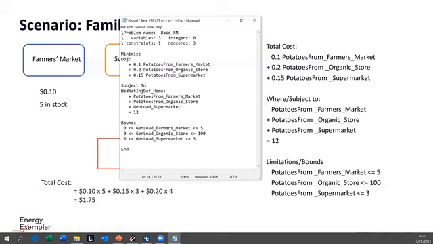We can do the same thing with our demand requirement, namely that we need to make sure that our total amount of potatoes bought is equal to 12. And then again, we've got a matching between the two equations. And then finally, if we look at the bounds or the limitations, we can do the same thing. And what we end up with is a formulation which matches what we've already worked out.